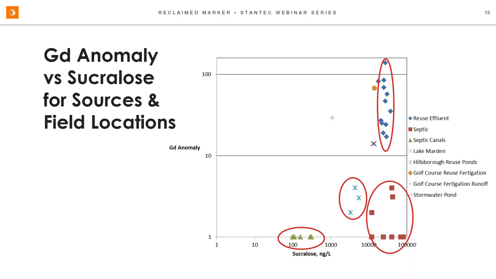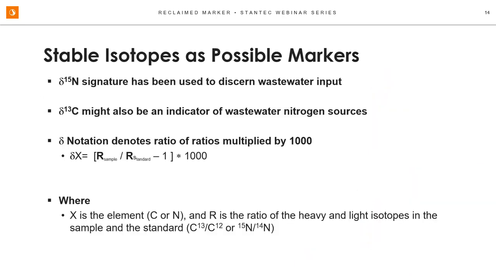So things that had a heavy reuse input would show up in the upper right quadrant of this graphic in front of you, while things that were much more predominantly septic influenced, or at least, you know, not reuse influenced, would show up more on the bottom. But the big question was, could we just measure these ratios out in the environment and be able to get some sort of semi-quantitative sense of loading?